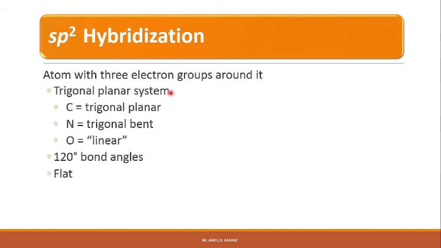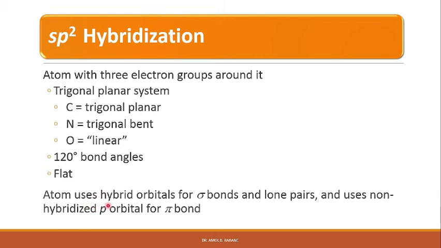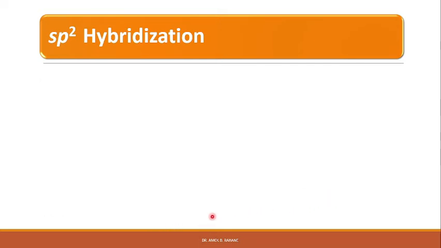Let us move to the sp2 hybridization. In the case of sp2 hybridization, the atom has 3 electron groups around it. The 3 groups are trigonal, therefore they form a trigonal planar system, right? So a carbon atom is trigonal planar, nitrogen is trigonal bent, and oxygen has a linear kind of geometry. The bond angles are 120 degrees, and the structure is flat, right? Atoms use hybrid orbitals for sigma bonds and lone pairs, and use non-hybridized p orbitals for the pi bond.